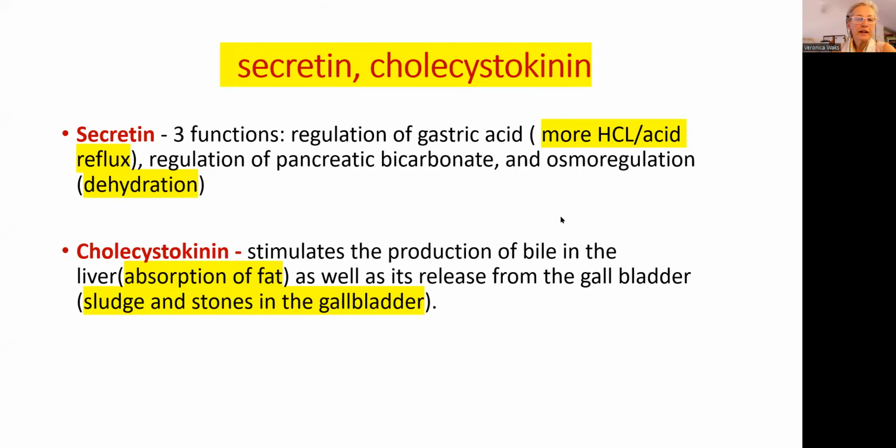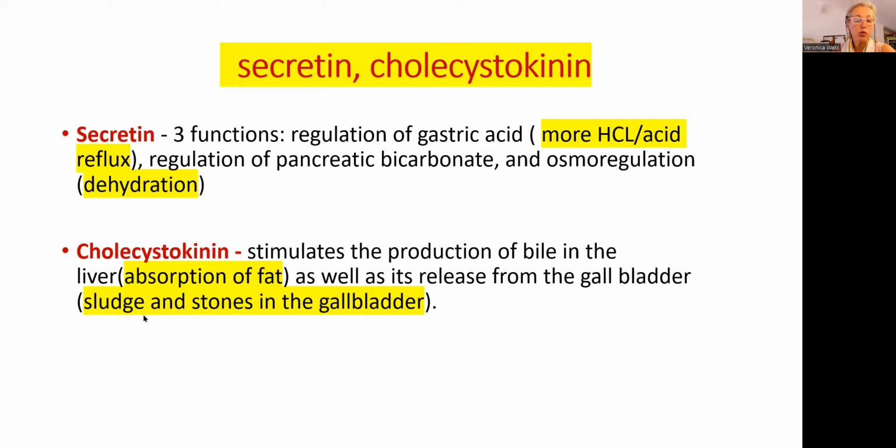Let's look again at the consequences of dysregulation or loss of secretin and cholecystokinin. So regulation of hydrochloric acid production: if it does not suppress production of hydrochloric acid, what may the person have? Acid reflux. If bicarbonate is not produced, osmoregulation is impaired. What is a person with inflammation within the small intestine going to have? Mild dehydration.